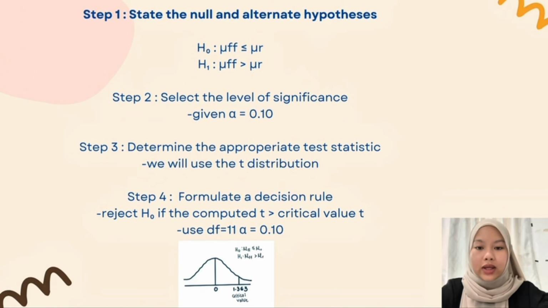Step 1. State the null and alternate hypothesis. H0 is mu fast food is smaller than or equal to mu restaurant. H1, mu fast food is greater than mu restaurant. Step 2. Select the level of significance. The 0.10 significance level is stated in the problem. Step 3. Determine the appropriate test statistic. We will use the t distribution. And step 4. Formulate a decision rule. We reject H0 if the computed t is greater than the critical value of t. So degree of freedom is 11 and significance level is 0.10. So the critical value that we get is 1.363.